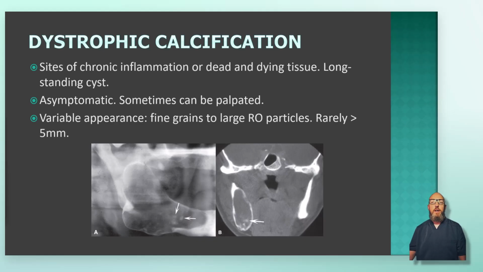And so where do you find it? Well, any sites of chronic inflammation, dead or dying tissue, in this case, inside the wall of a long-standing cyst. Clinically, it should be asymptomatic. If it is superficial and large enough, you can sometimes palpate it, but the patient usually has no idea it's even there. Radiographically, the appearance is variable. It can be anywhere from fine granular flecks or a larger discrete radiopaque particle. Rarely is it going to be bigger than 5 millimeters. So when you see a small, ill-organized fleck of opacity in soft tissue with no particular shape to it, general dystrophic calcification is a reasonable read.